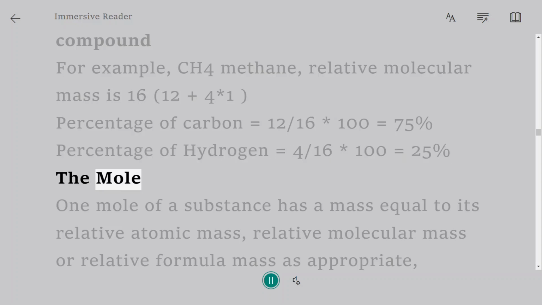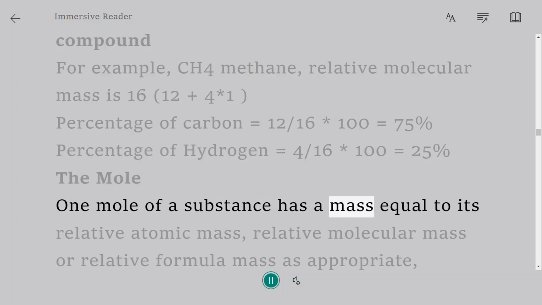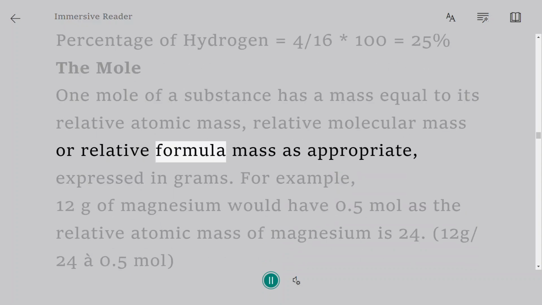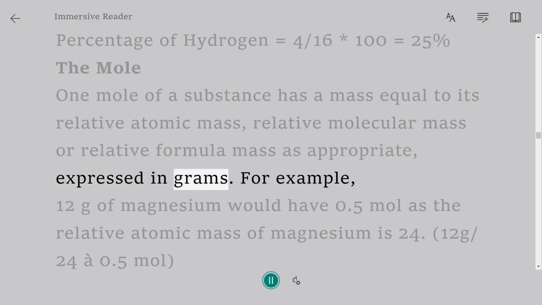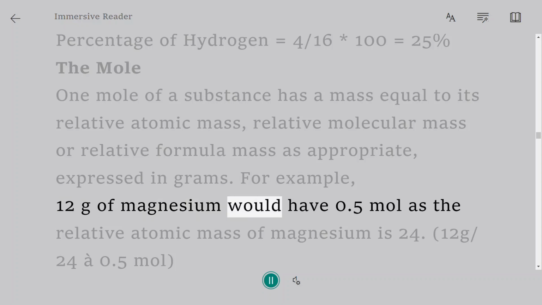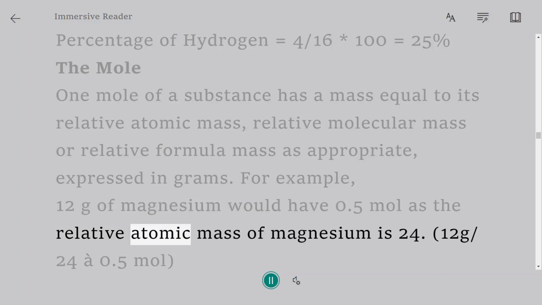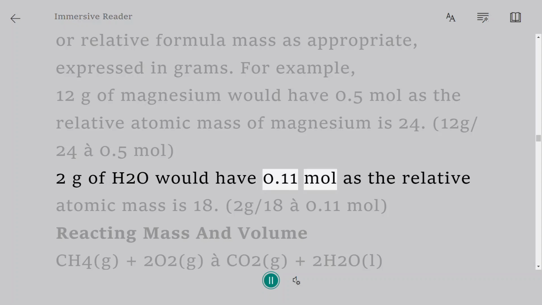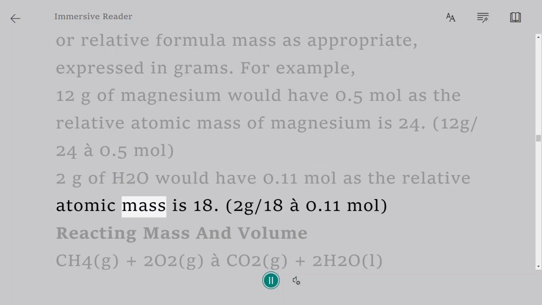The mole. 1 mole of a substance has a mass equal to its relative atomic mass, relative molecular mass or relative formula mass as appropriate, expressed in grams. For example, 12 g of magnesium would have 0.5 moles as the relative atomic mass of magnesium is 24. 12 g/24 is 0.5 moles. 2 g of H2O would have 0.11 moles as the relative molecular mass is 18. 2 g/18 is 0.11 moles.